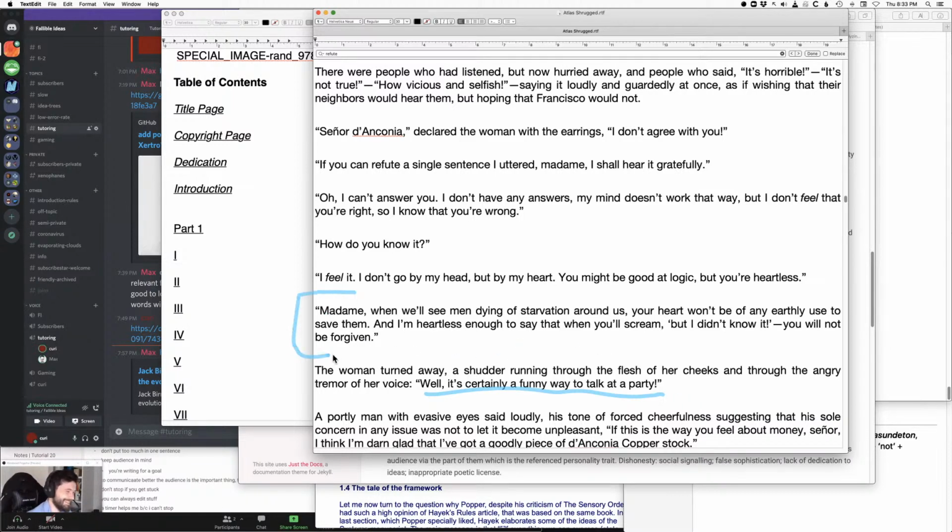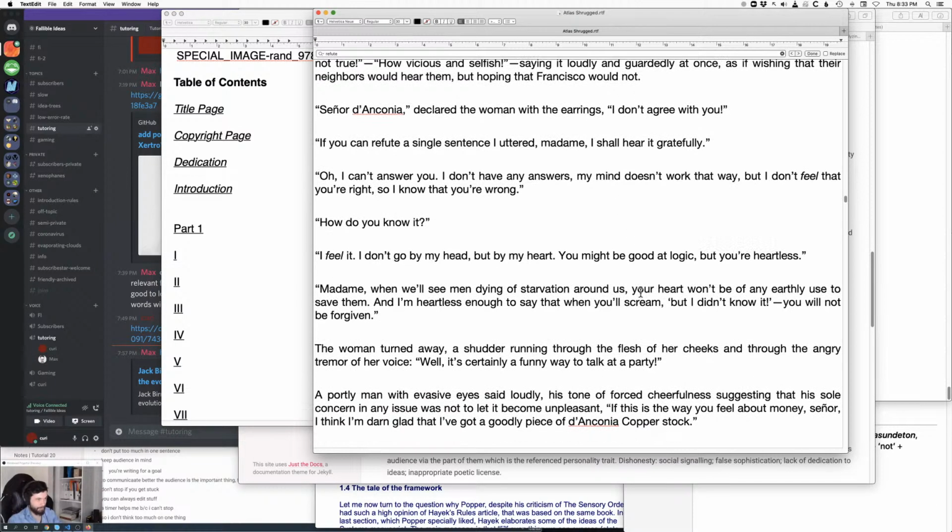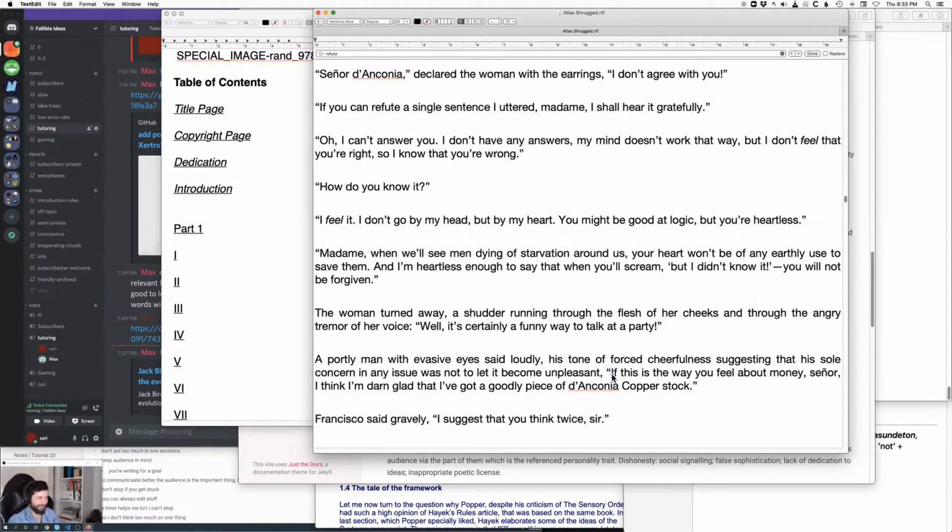Well, that's in response to this paragraph. "When you'll see men dying of starvation around us, your heart won't be of any earthly use to save them. And I'm heartless enough to say that when you'll scream, 'But I didn't know it,' you will not be forgiven." That's definitely a pretty biting comment for a party. I feel like Ayn Rand's parties are not prototypical though.